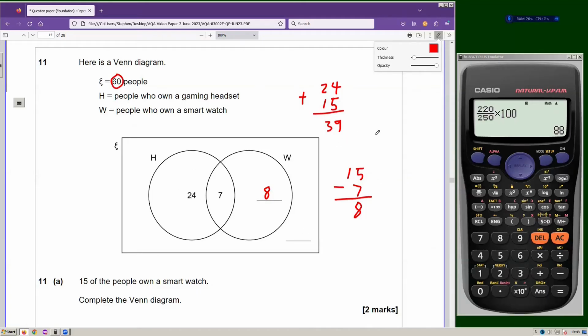And now I just say 60 minus 39. And then I'm just going to take my answer like that and put it there. Okay. Well, that's so close to 40. 40 from 60 is 20, so it's going to be 21. Okay.